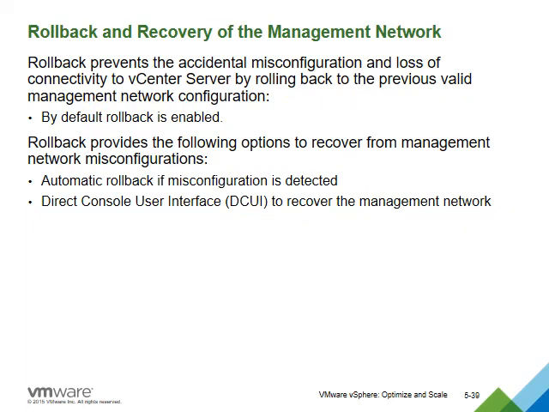Rollback and recovery of the management network. Rollback prevents the accidental misconfiguration and loss of connectivity to vCenter Server by rolling back to the previous valid management network configuration. By default, rollback is enabled, and rollback provides the following options to recover from management network misconfigurations: automatic rollback if the misconfiguration is detected, and a direct console user interface to recover the management network.